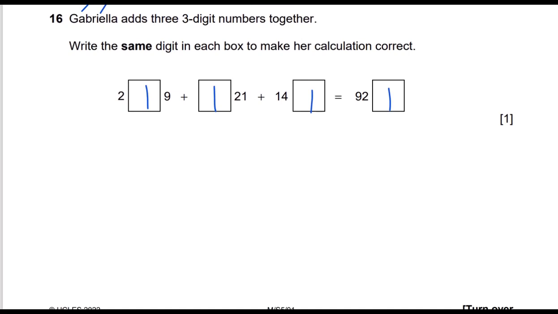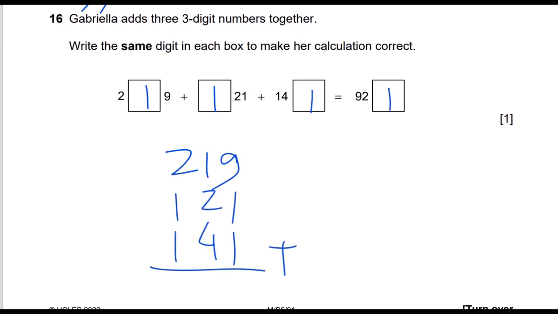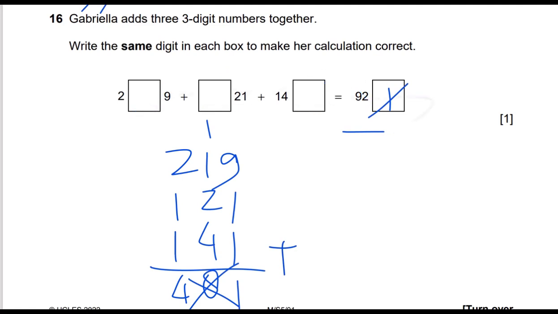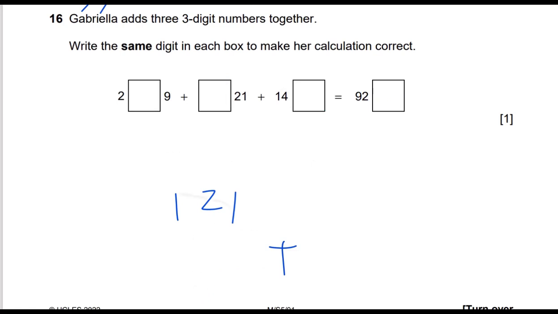Now let's try our luck. 219 plus 121 plus 141. We add up, so 9, 10, 11, 1, 6, 7, 8, 2, 3, 4. It's 481, it's not 921, so this is cancelled out. Okay, now we don't use 7, so what should we do now? We should use a... let's try our luck with 5, guys.